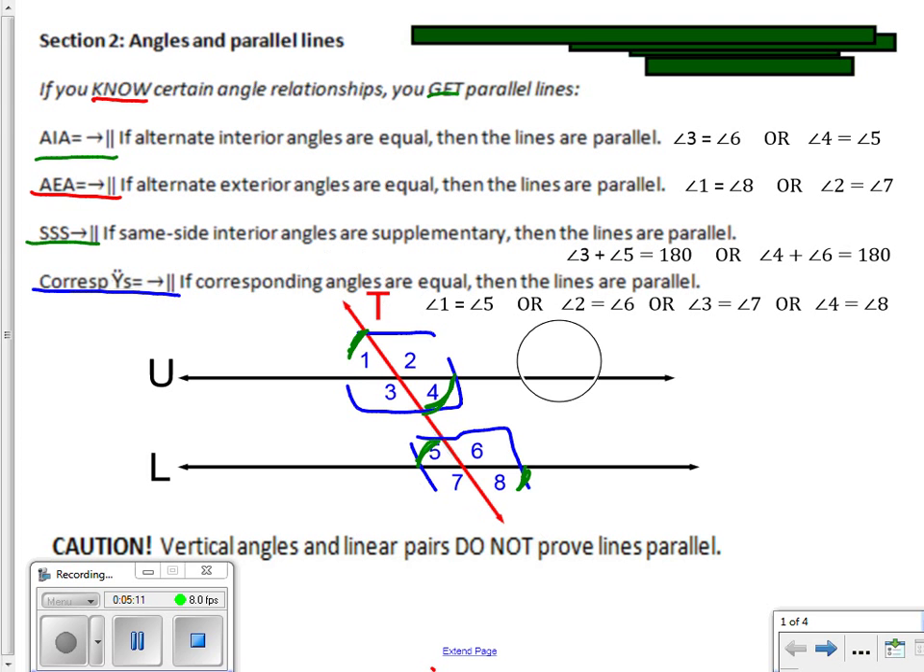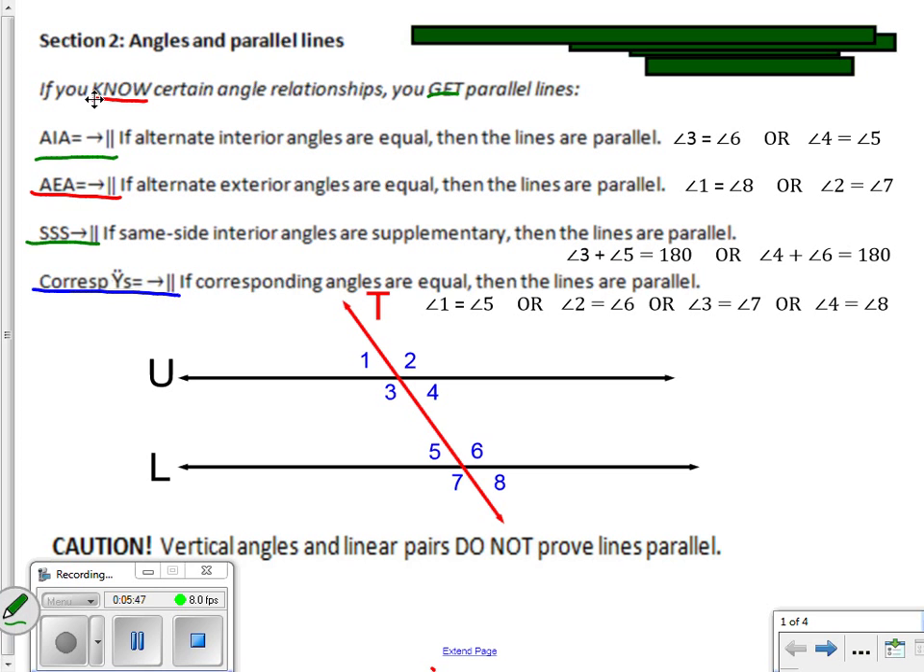A word of warning though: just because you have vertical angles or linear pairs does not prove that lines are parallel. If I said that angle 3 and angle 2 are congruent to each other, that only proves that they're vertical angles. That doesn't tell us for sure that U and L are going to be parallel. Just because angle 2 equals angle 3, you can't say line U and line L are parallel. So vertical angles don't prove that they're parallel.